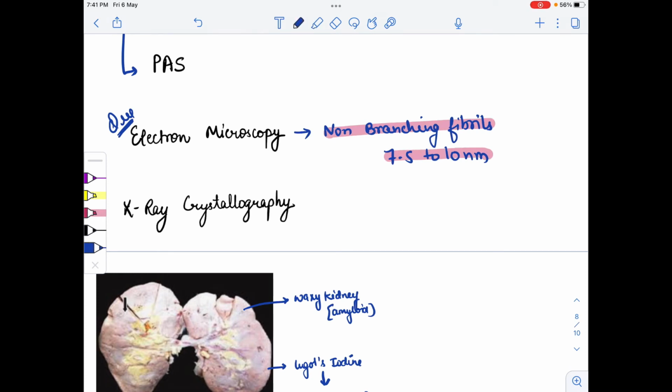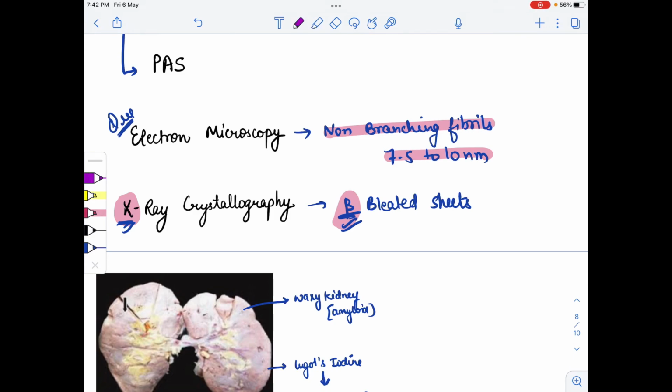And in X-ray crystallography we see beta pleated sheets. X is a letter, like A B C D, and beta is also a letter. So beta pleated structure. Sometimes it is asked that beta pleated sheets are seen under X-ray, electron microscopy, or polarizing light. So please remember X-ray, because B is a letter in A B C D, and X is also a letter from the A B C D. That's how we can remember it by this mnemonic: X-ray, beta pleated sheets.